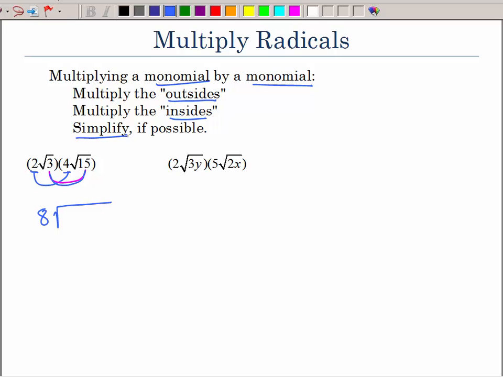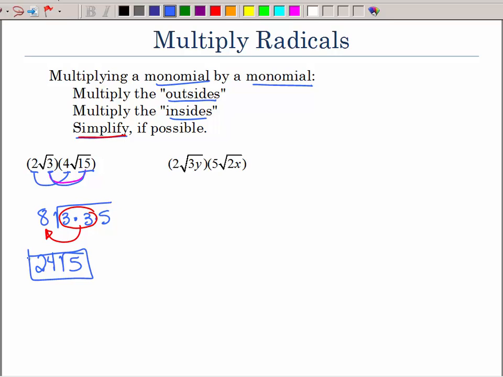But because I'm going to simplify, I'm going to go ahead and write this as 3 times 15, which is 3 times 5. You can write it as 45. Nothing wrong with that. But since I know I'm going to simplify, I'm going to prime factor it anyway. And then to simplify a square root, I'm looking for a pair. So that comes outside the radical, multiplies 3 times 8 is 24, and the 5 stays inside the radical.